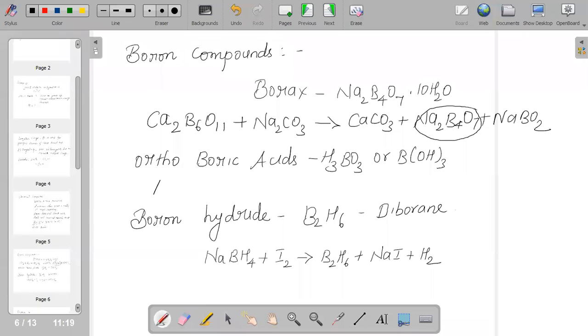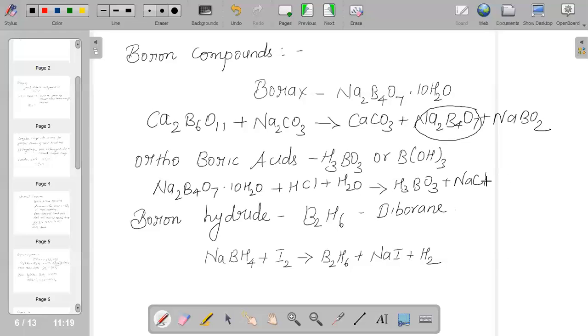The reaction can be Na2B4O7.10H2O. This can be made to react with hydrochloric acid, that is HCl plus H2O. It will give us H3BO3 plus NaCl.